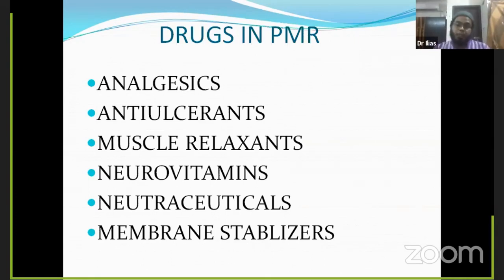And especially these vitamins should be prescribed for dementia, in which the patient will have memory loss or amnesia, or sometimes we prescribe these neurovitamins for painful neuropathies, or in case of stroke patients, we must prescribe this kind of drugs. So these are the importance of the neurovitamins.